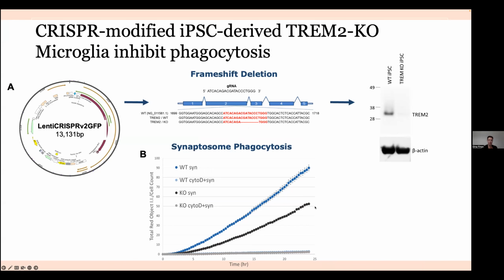In figure B, we measure phagocytosis by our microglia, the wild type versus knockout, which is the blue versus black. We see about a 55% decrease in TREM2 knockout cells' phagocytic activity. The light blue and gray points are cells treated with cytochalasin D, which is an inhibitor of phagocytosis, and we see that cytochalasin D does indeed inhibit phagocytosis of both wild type and knockout. Next.